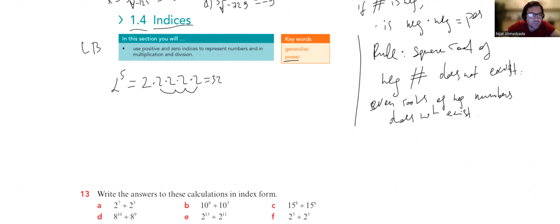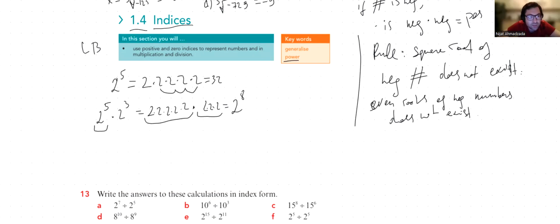Now let's imagine that I want to multiply this 2 to the power of 5 by 2 to the power of 3. Let's see what happens. I have 2 to the power of 5, so I have 5 twos. I will multiply it by 3 twos. So I have 5 twos here and 3 twos here. In total, I have 8 twos. So the answer will be 2 to the power of 8. Good.